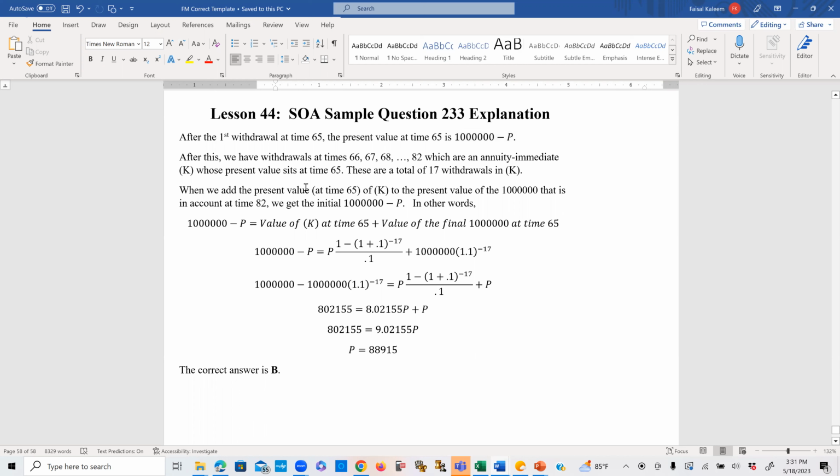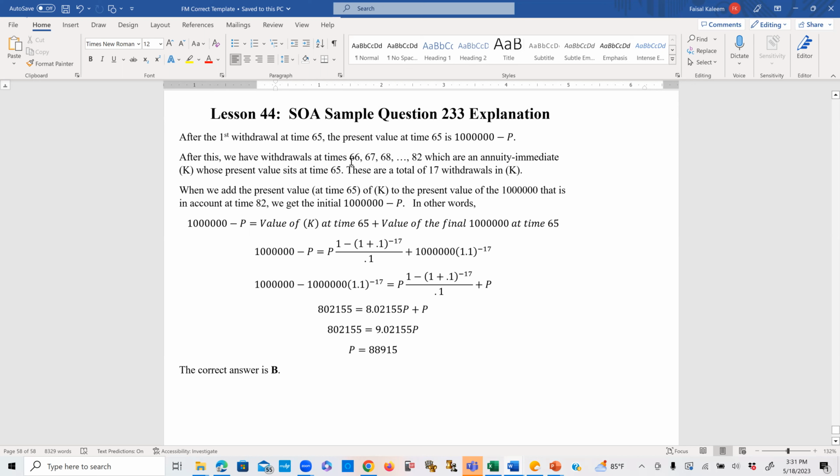After this, there are withdrawals on every subsequent birthday, which means there are withdrawals at time 66, 67, 68, up to 82. The 82nd birthday is the last withdrawal. So 66 through 82 form an annuity immediate. Let's call it K. K is the name of this annuity immediate happening from time 66 up to time 82, and each withdrawal is P.